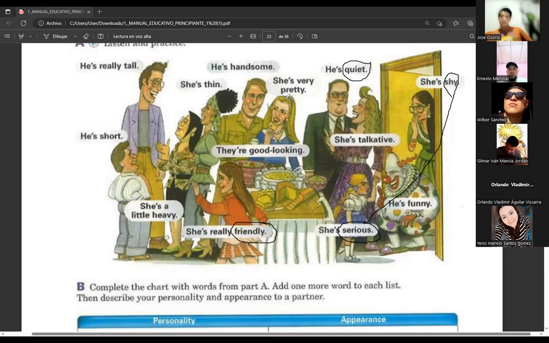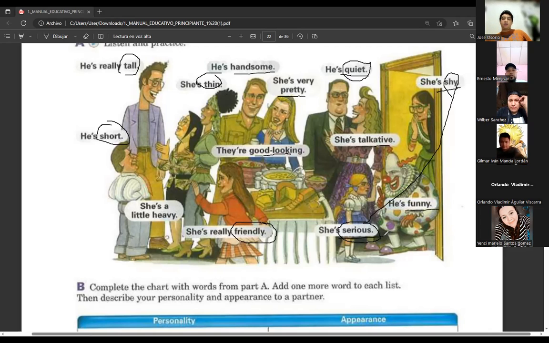Ok. Entonces, repetimos. Tall. Short. Thin. Handsome. Pretty. Good looking. Quiet. Shy. Talkative. Funny. Serious. Okay.